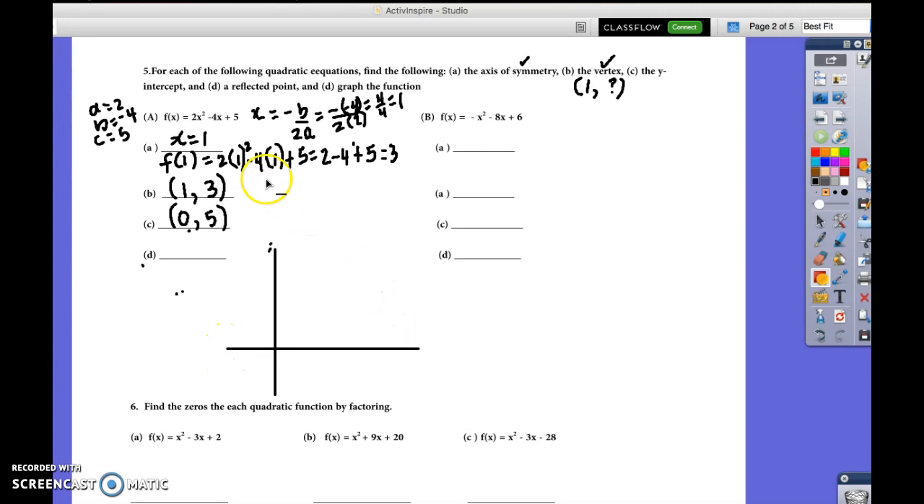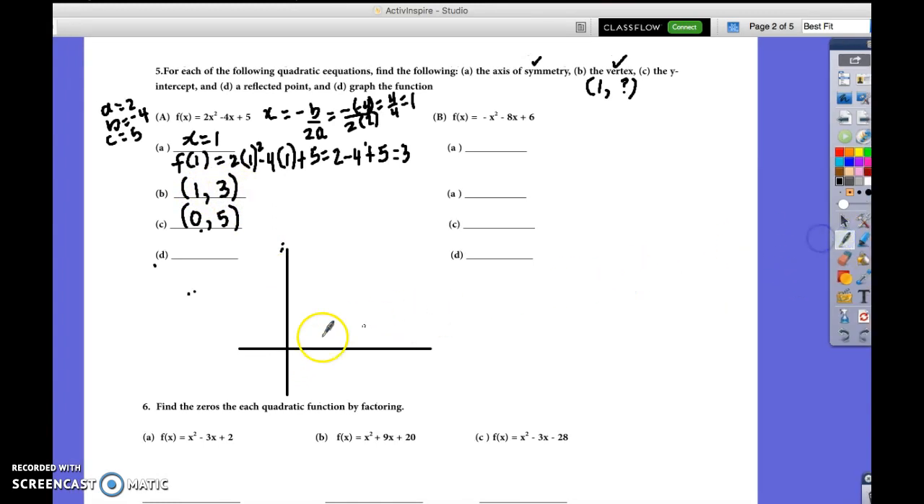All right, here we are. The vertex is at 1, 3. So let's go and mark that in. Let's say this is 1 right here. 1, and then 1, 2, 3. So the vertex will be right here. And now we have to look at the parabola and say, does it open up or down? And the A will reveal that story. The A is 2, which is positive, so it opens up. Okay, open up.